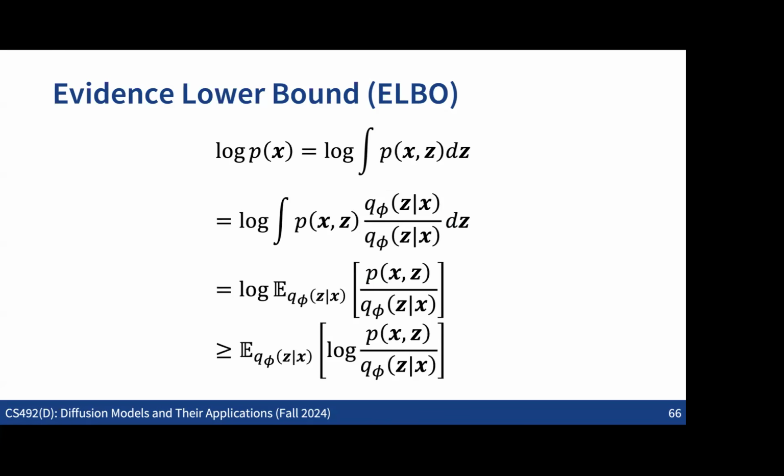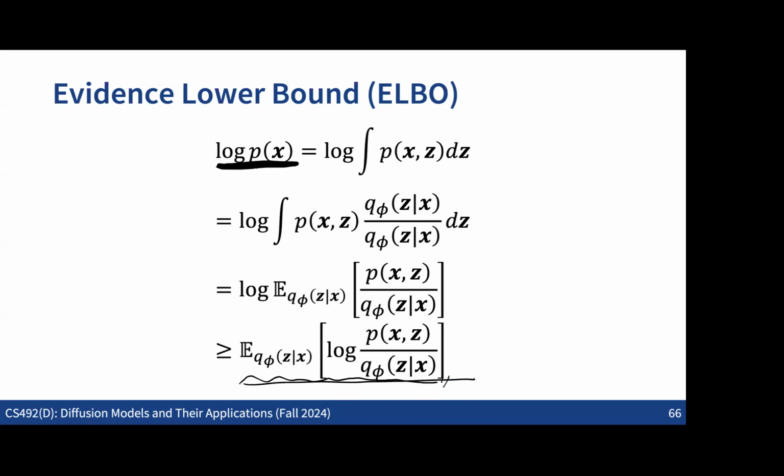Now we have this expected value, and we are taking the log of the expected value. From Jensen's inequality, we can see that this becomes greater than or equal to taking the log first and then taking the expected value. So this comes from Jensen's inequality. By combining the facts that we just discussed in the previous slides, we can see that this becomes a lower bound of the log of the probability we want to get.